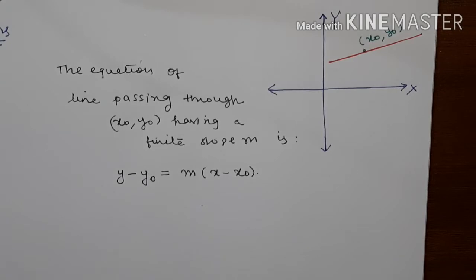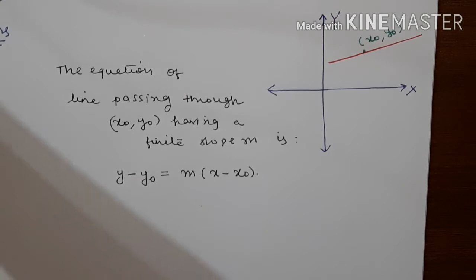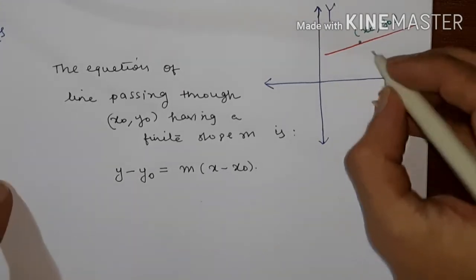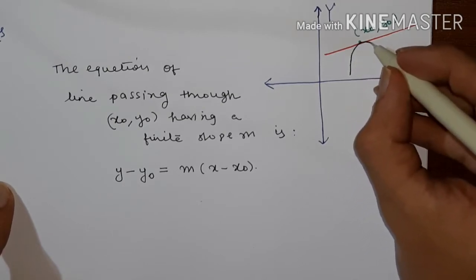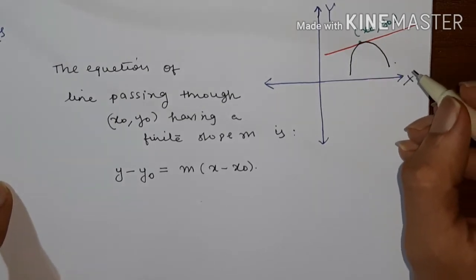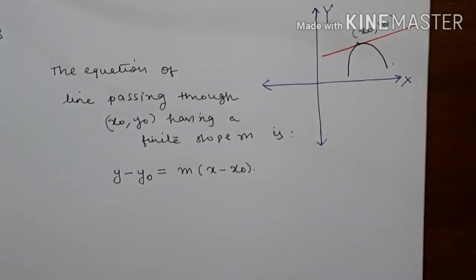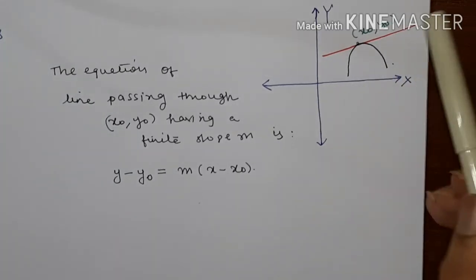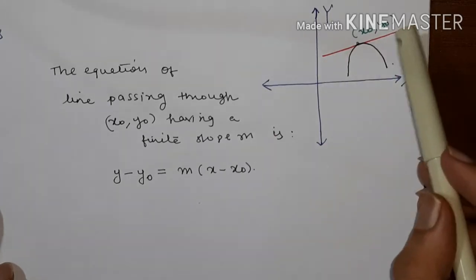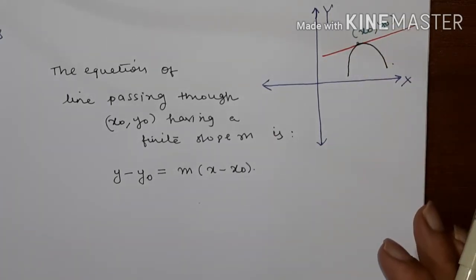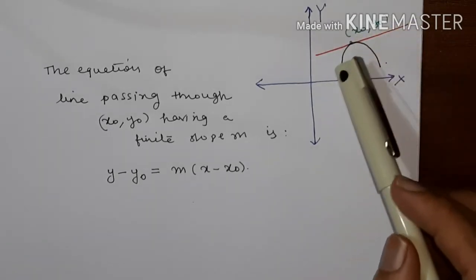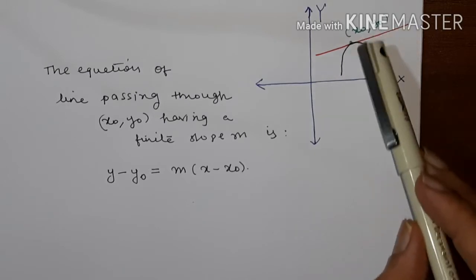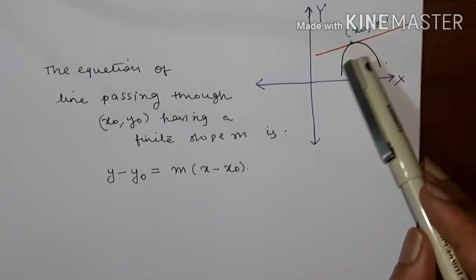Now what is a tangent? Before that you have to know what a tangent is. If you consider a tangent, that means you want a curve. So if this is the curve here, then this line, that is the red line, is nothing but the tangent to this curve at the point x naught comma y naught.